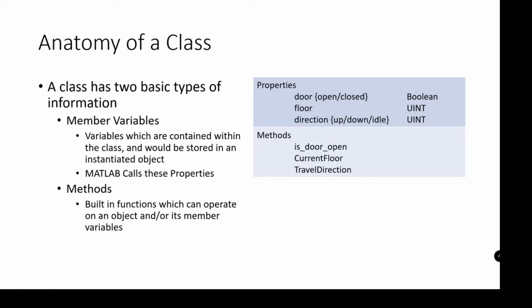So, for example, is the door open? You will ask if the door is open, and the class will tell you, yes, it's open, no, it's not. Now, you may have one that's set door to open that tells it to open the door. What's the current floor? What's the travel direction? So these methods are actually functions that you can call that manipulate the individual data or read the individual data. Now, an important concept here is what we call encapsulation.